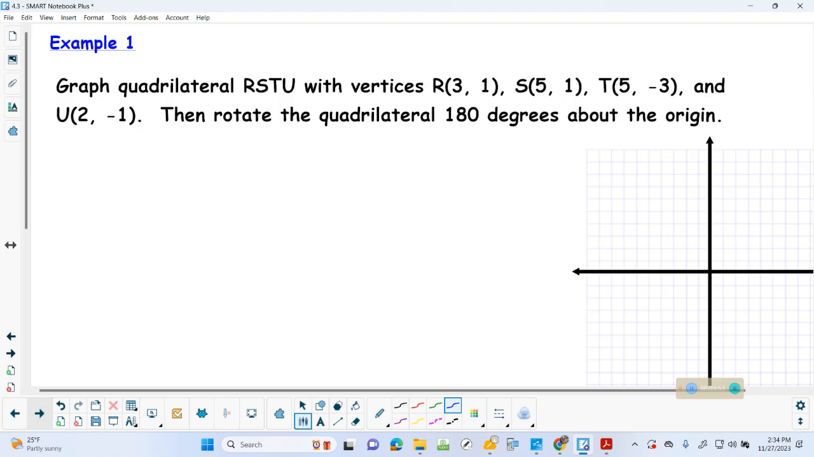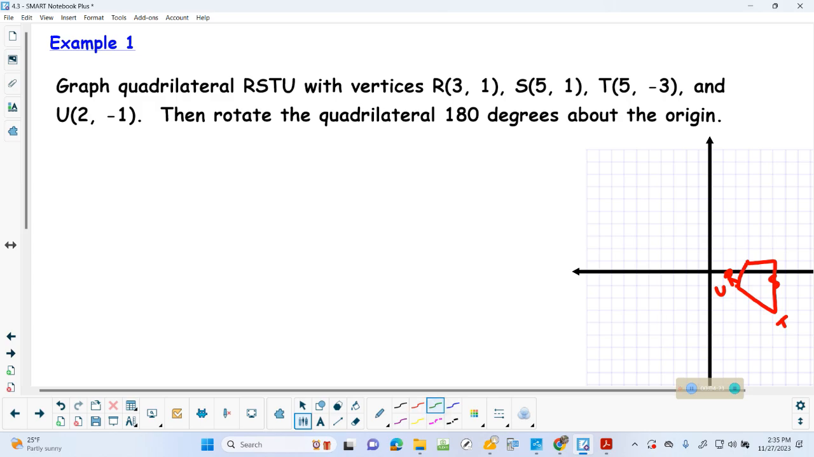So here we go. Graph the quadrilateral. All right, start graphing. R is at (3, 1). And again, on any quiz or test, it's always going to tell you, of course, to label. Let's make sure our phones are away, please. Then S at (5, 1), and then T at (5, -3), and U at (2, -1). And I'm just going to connect it. Hopefully you draw nicer than I do.